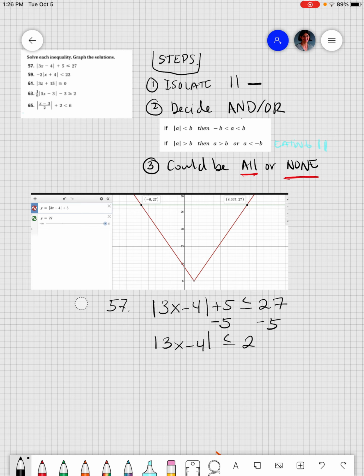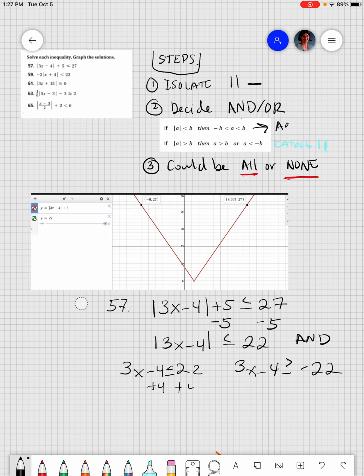So I have 22, and now I need to decide which case it is. The absolute value is eating the number, right? So this is going to be an AND situation. Now I'm going to write those two equations. This one I keep the sign exactly the same. This one I'm going to flip the sign and put a negative, because I want to find that other side of the equation.